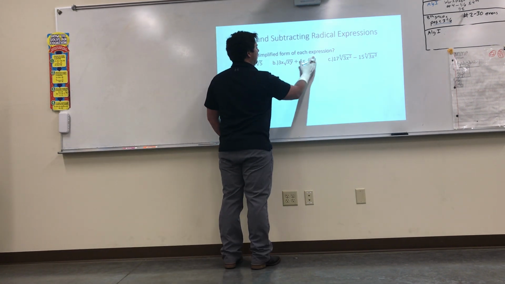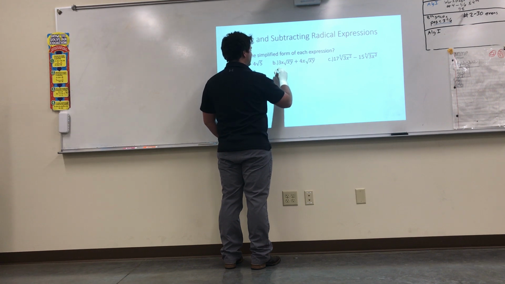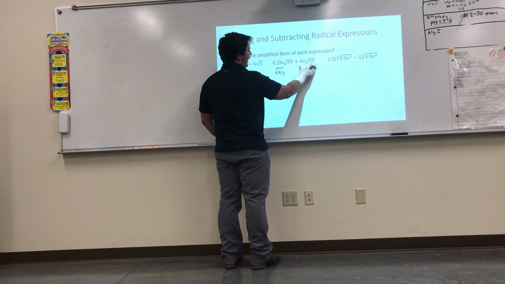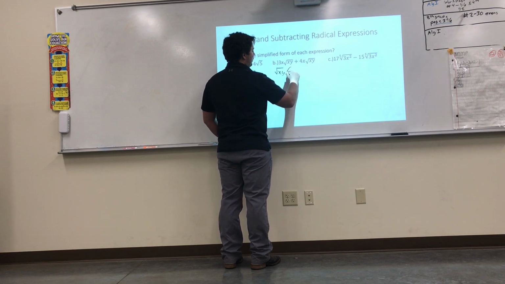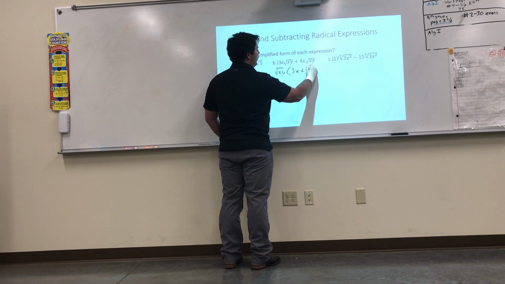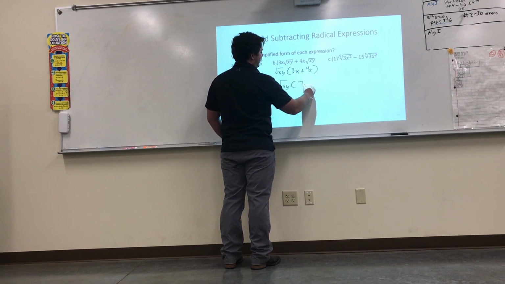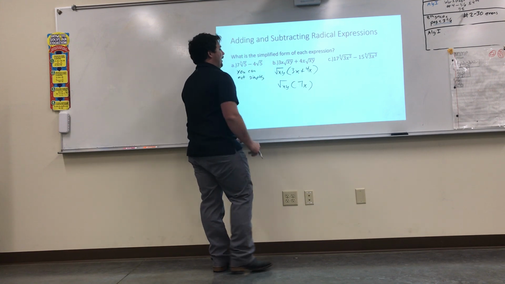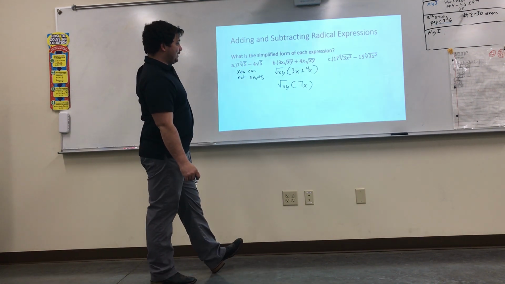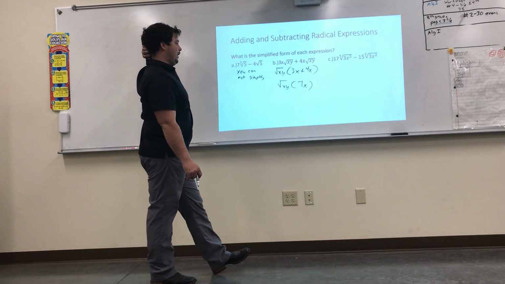Alright, this one we can. We can take the square root of xy out of both of them. We're technically dividing these out of both of them, which would leave us, when we divide, 3x plus 4x. Which realistically could be the square root of xy times 7x, because now we're adding, our bases are the same, so we can add those numbers in front.